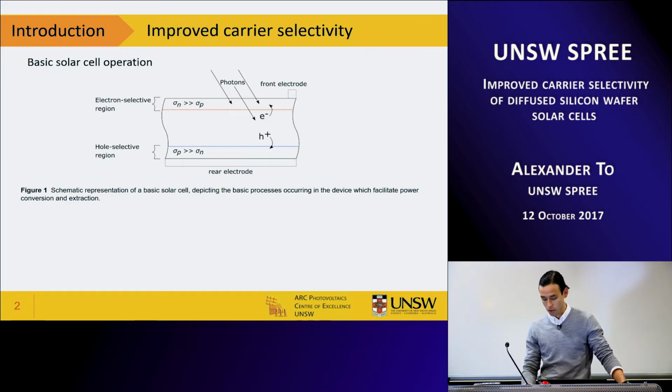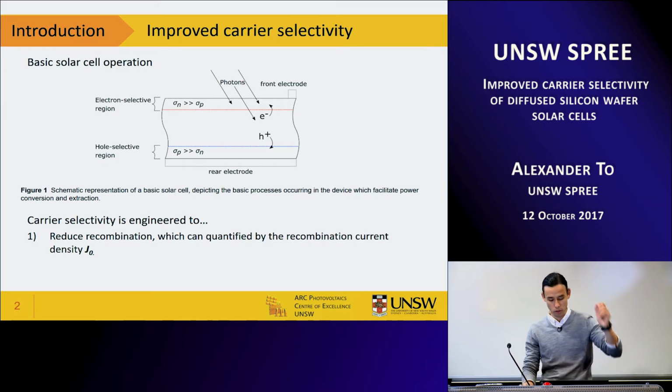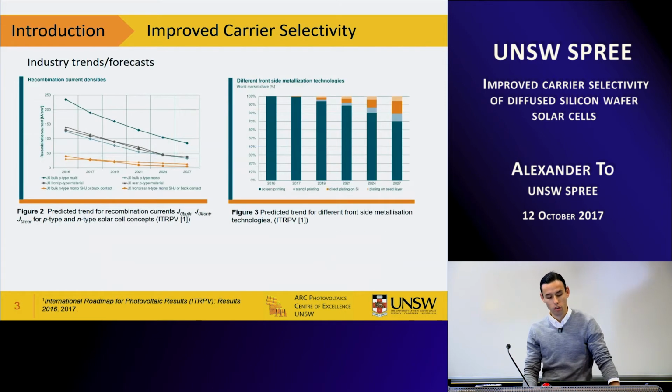And so there are two functions there. We engineer carrier selectivity to reduce recombination, to keep those hole pairs alive as they move to their respective contacts. And secondly, we do it to facilitate the extraction of charge carriers. Typically this is done via doping, but there are also some advanced concepts like band gap engineering, which people also look at.